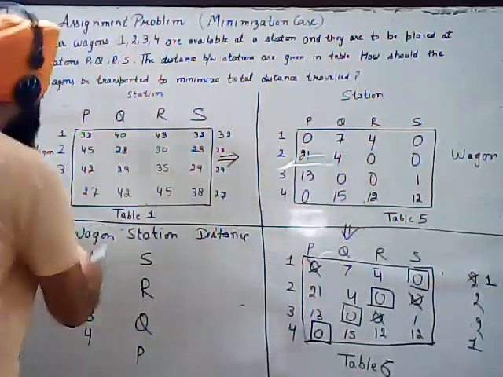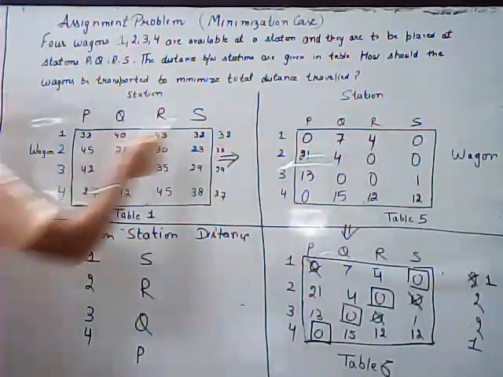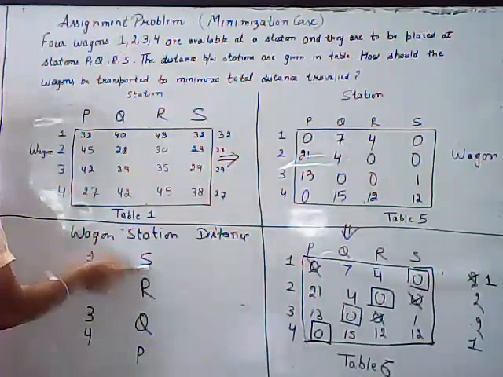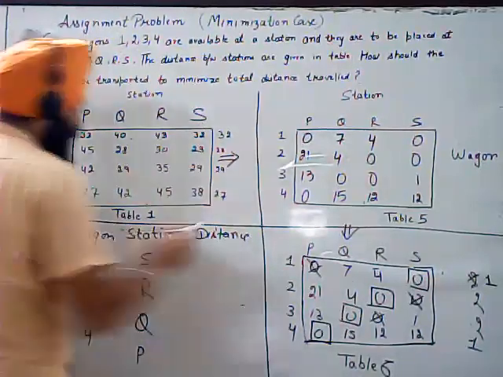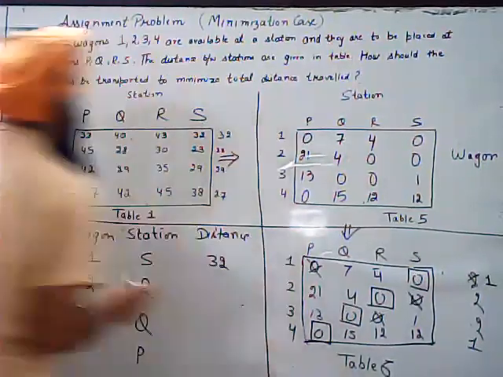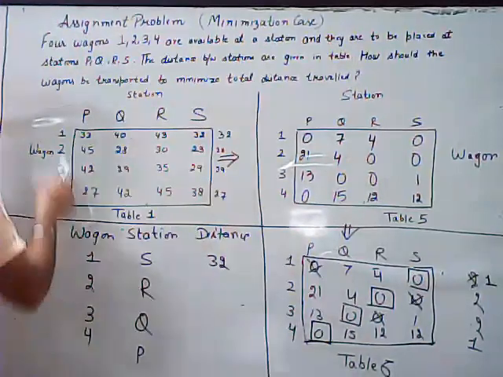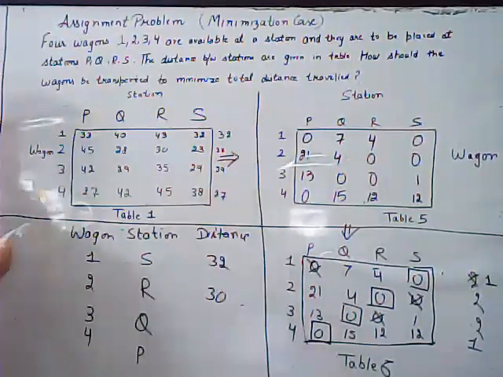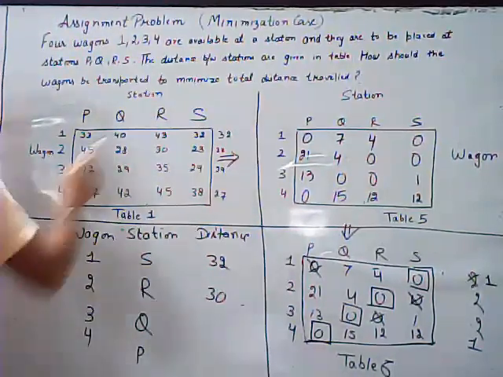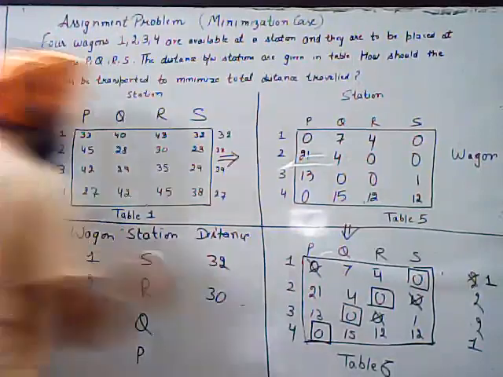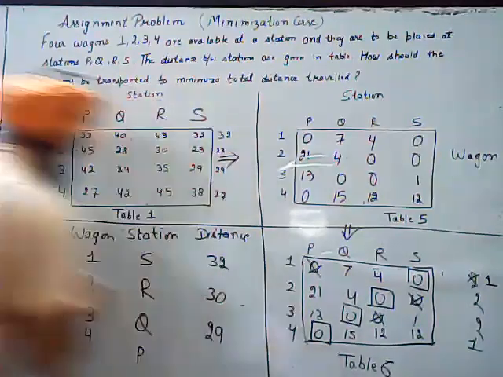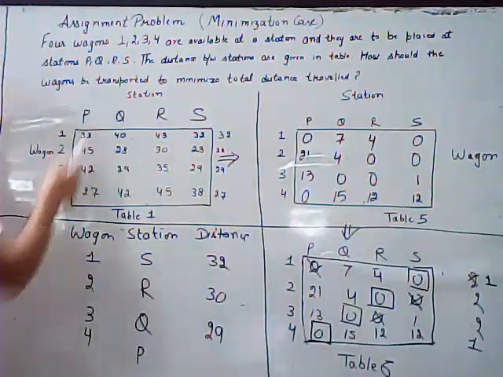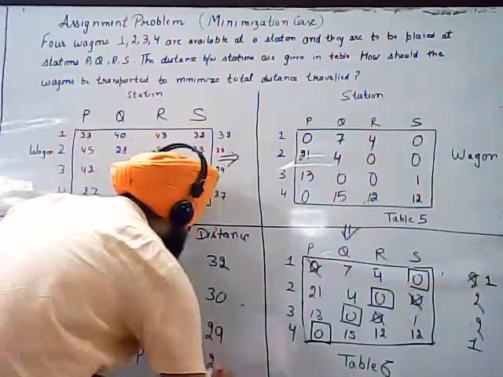So the values are: 1 is sent to S, the value is 32. Distance covered will be 32. 2 is sent to R, the value will be 30. Wagon number 3 is sent to station Q, the value is 29. And wagon number 4 is sent to station P, the value is 27.